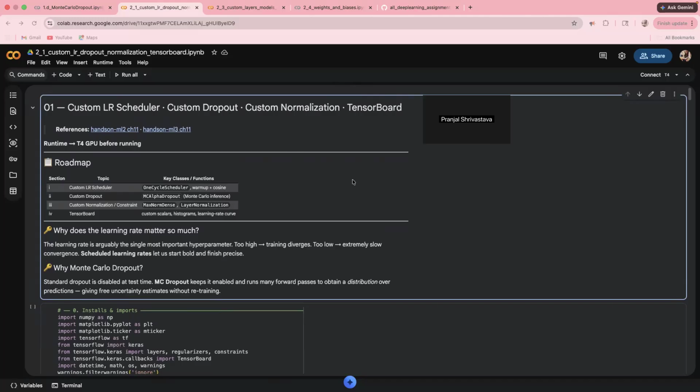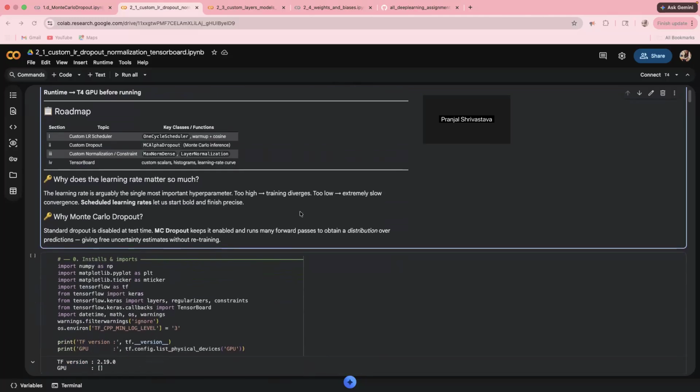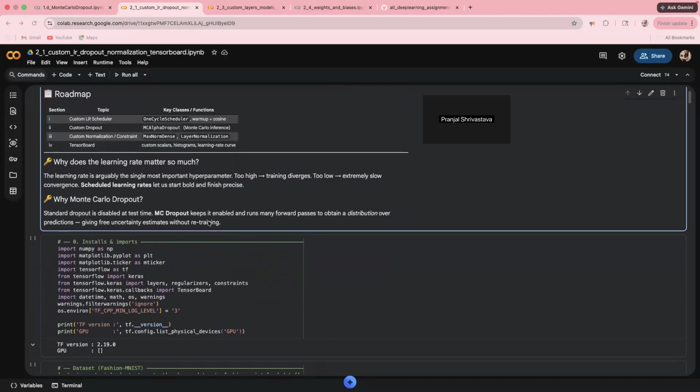Hello, in this notebook, we are going to cover four advanced Keras customization techniques that go beyond what the standard API gives you out of the box: a custom learning rate scheduler built as a Keras callback, a Monte Carlo variant of alpha dropout, a custom dense layer with max norm weight constraint, and a fully featured TensorBoard integration that logs metrics you would never get from the default callback.